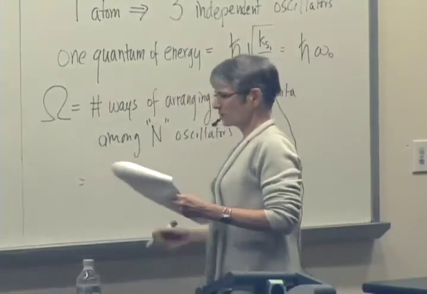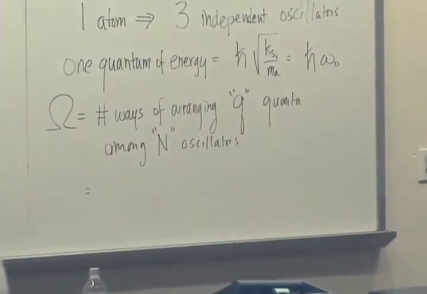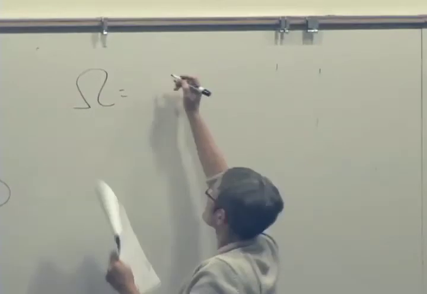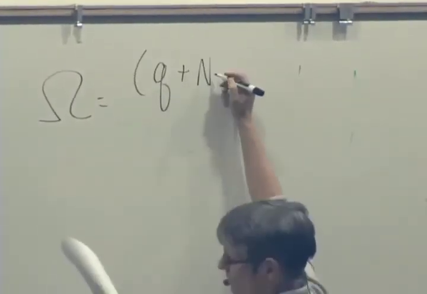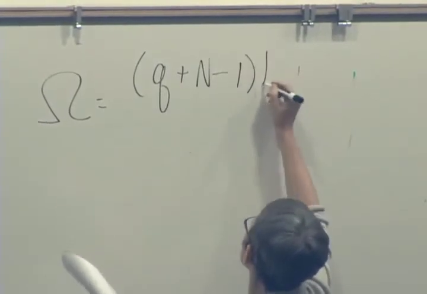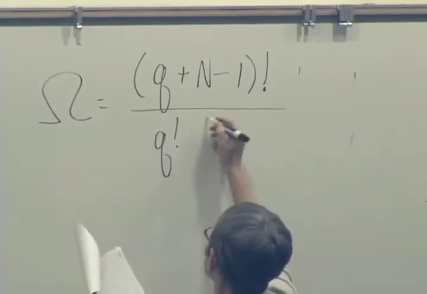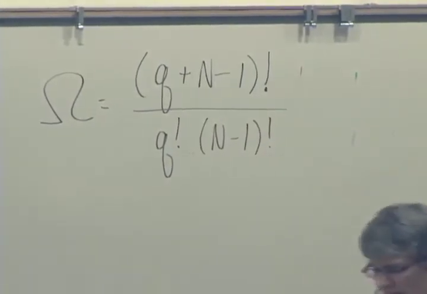And that's equal to, let me write it up here where you can see it. It's q plus n minus 1 factorial divided by q factorial times n minus 1 factorial.